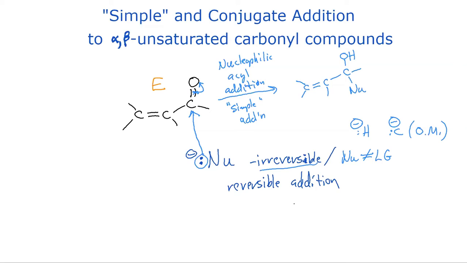Now, in contrast, if we have a nucleophile that is capable of reversible addition, so a nucleophile that can also be a leaving group, and that's basically all the rest of them, then we'll actually undergo addition to the beta position. And this is going to give us a different style of product, so we're going to clear out some space and take a look at it.